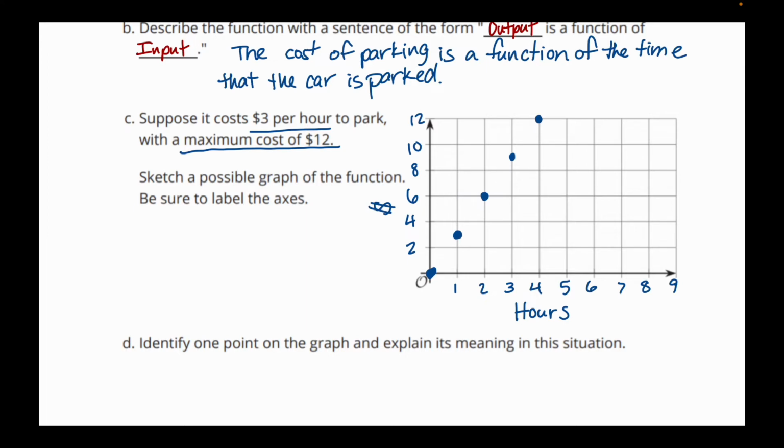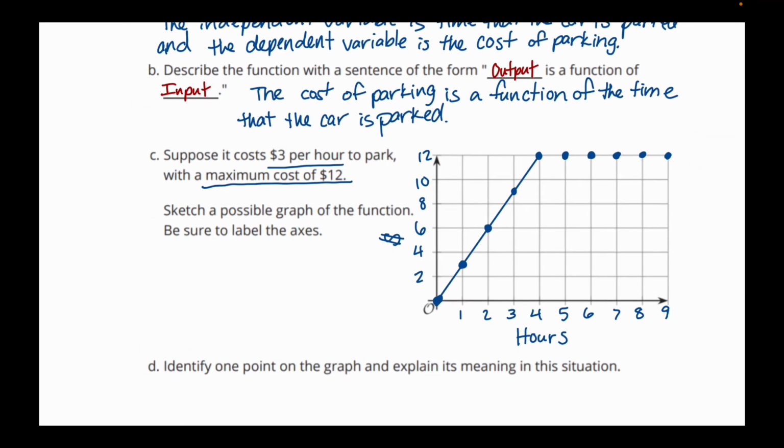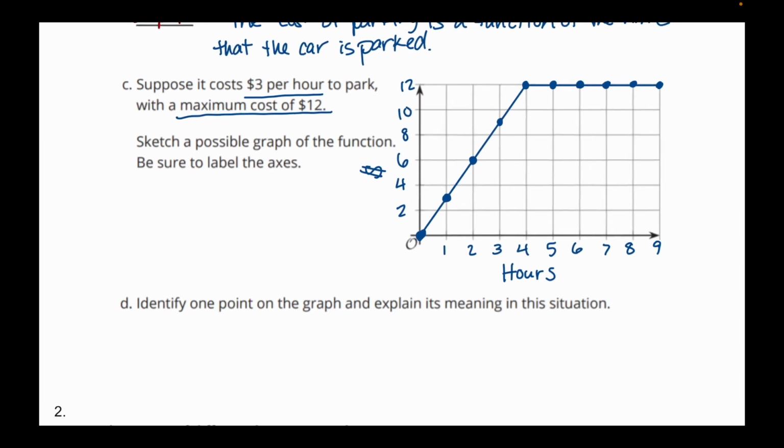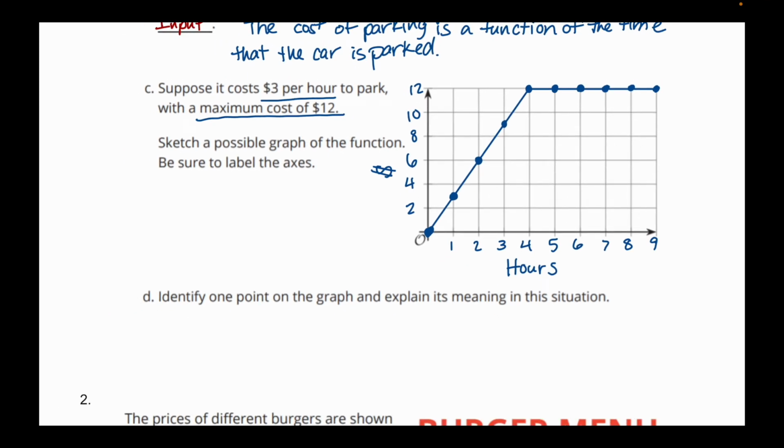Now, if this was just $3 an hour to park, that means at 5 we would add another $3. But they told us the maximum cost of 12. So at 5, it's still going to cost $12. And it's still going to cost $12 for every single hour beyond 4. So I'm going to connect all of these with a line because the price is going to be adjusted in between. So it's okay to connect all of these. I just like to use points to identify where I'm drawing my lines first before I put them in. Okay, so let's identify one point on the graph and explain its meaning, since that's part D.